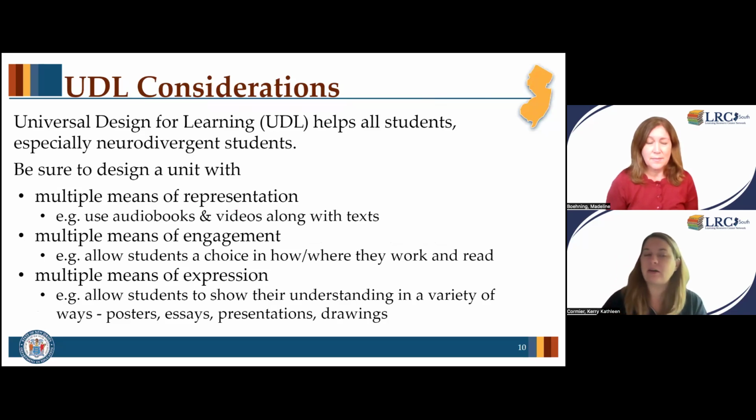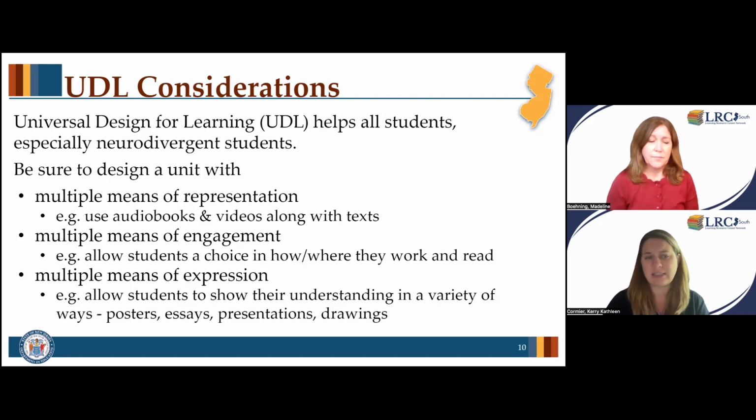And so as we're presenting our interdisciplinary units and all of these resources that we might be including, we want to be mindful of universal design for learning. And that is a framework that's going to help all students, but especially our neurodivergent students in the classroom. And again, it benefits everyone. So as you're designing your interdisciplinary units, we encourage you to keep in mind the idea of using multiple means of representation. So you're using audiobooks and videos along with written texts, and you are encouraging students to try a variety of different materials to support their understanding.